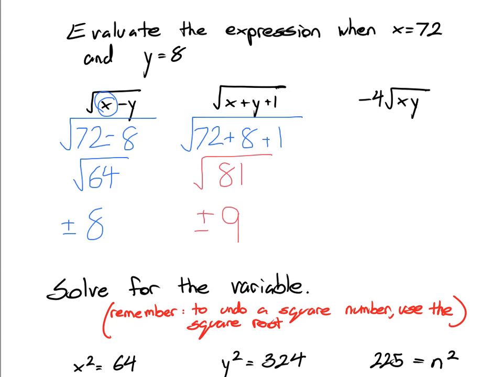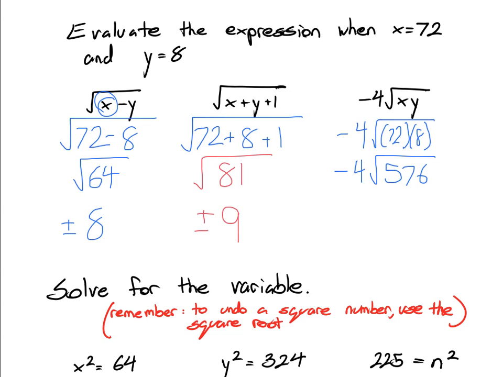But there's a kind of a weird way to do it. Here, I'll start you off. This is negative 4 multiplied by the square root of 72 times 8. Notice that I put parentheses around the 72 and the 8. Well, what is 72 times 8? It's 576. And we're multiplying it by negative 4.